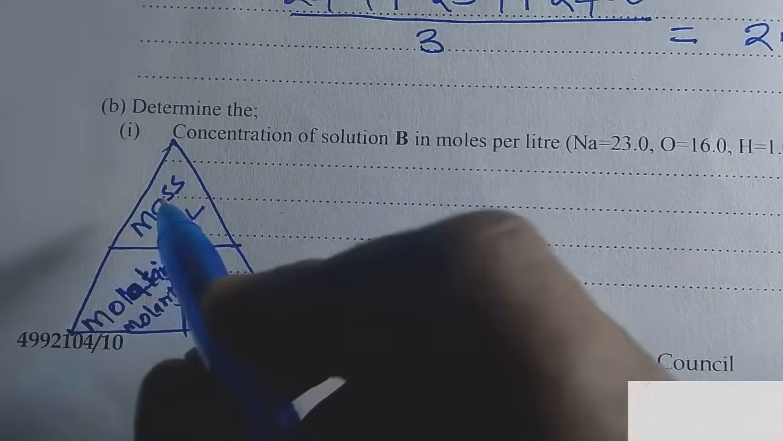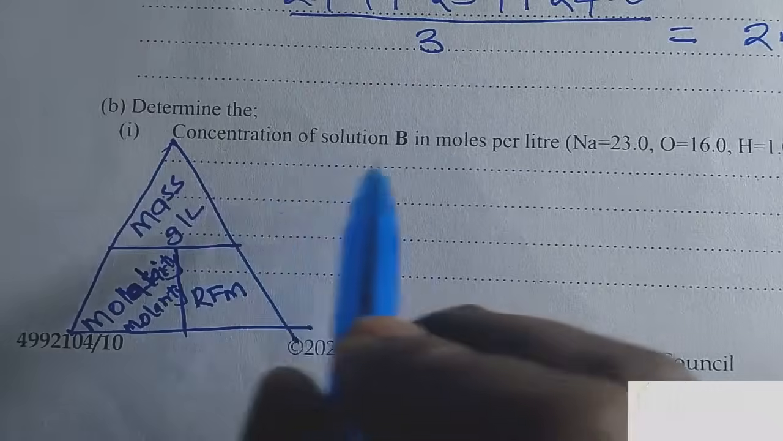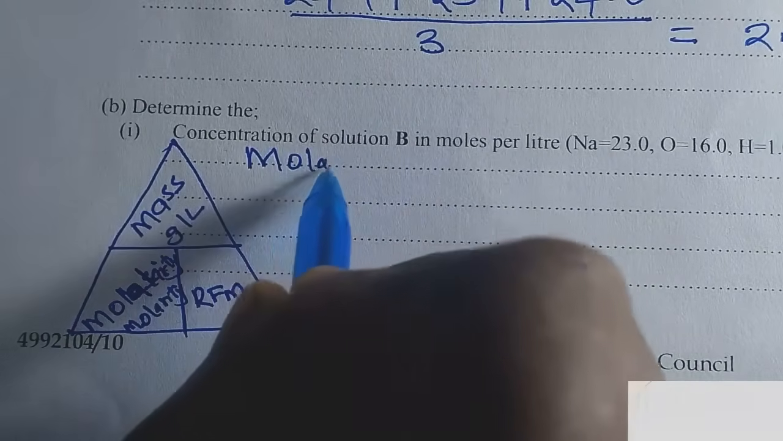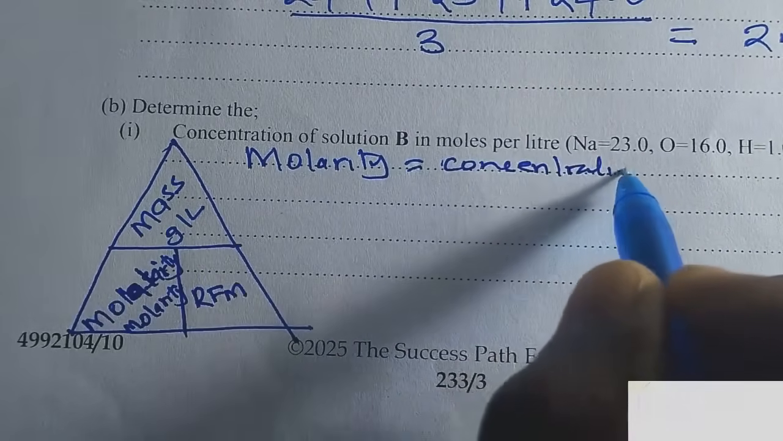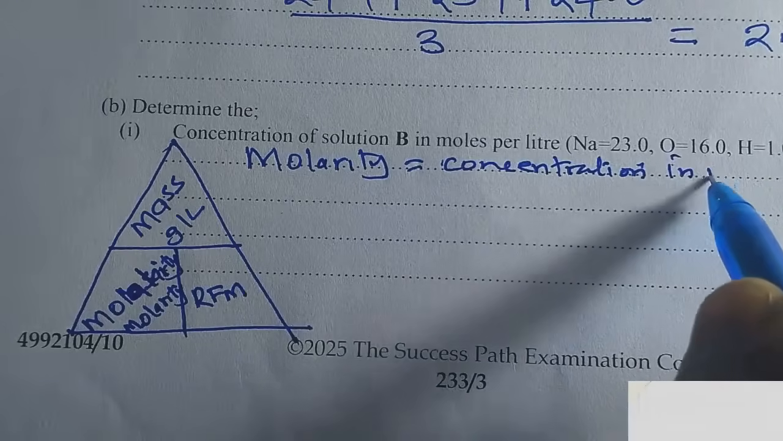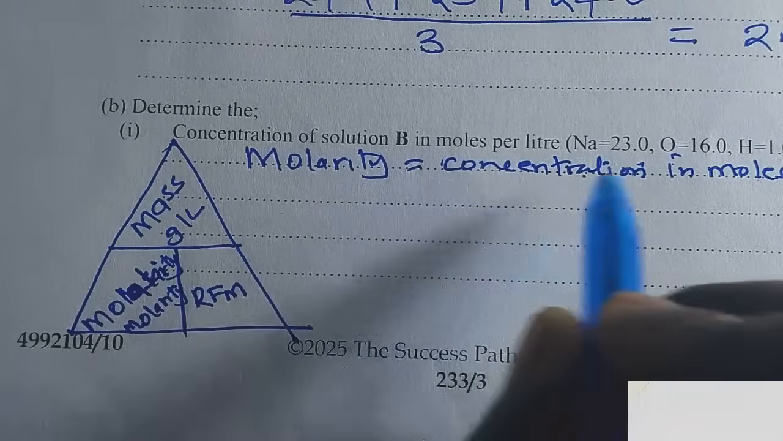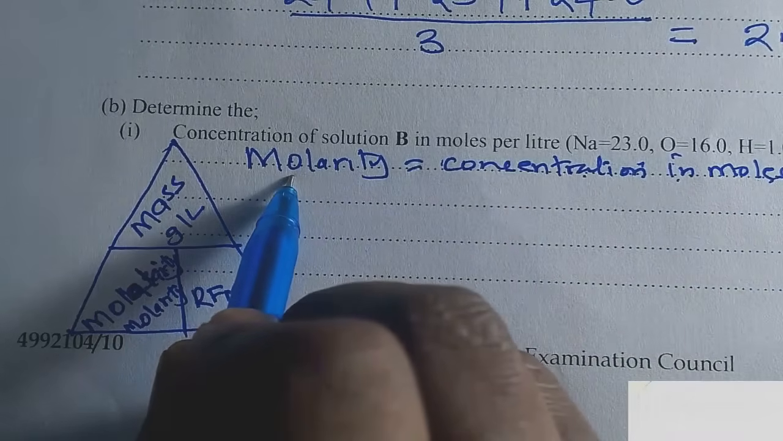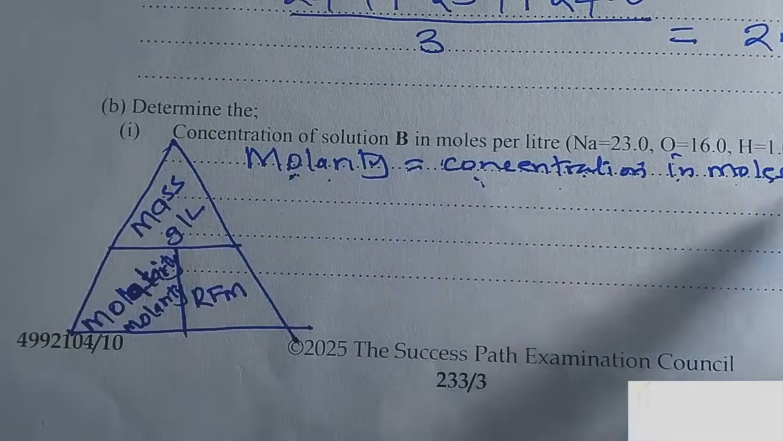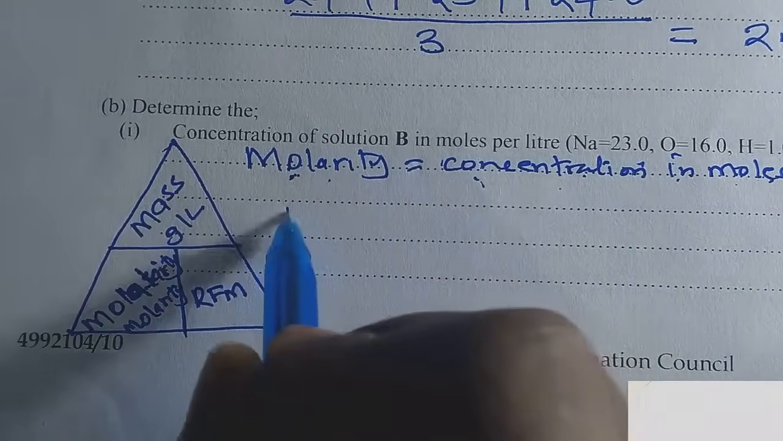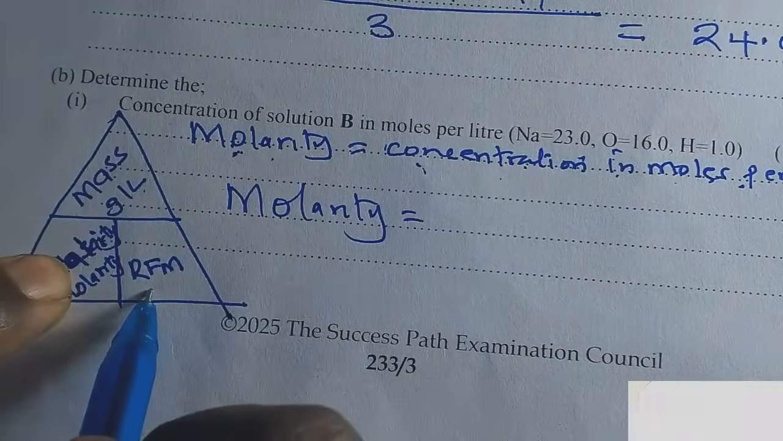So molarity is mass in grams per liter or per dm cube, divided by RFM. If I want the concentration, remember that molarity is exactly the same as concentration in moles per liter. When you are asked to calculate the concentration in moles per liter, they are asking you to calculate molarity, because molarity is the number of moles in a liter. So they are asking you the same thing. Therefore, you write here: molarity is equal to mass in grams per liter over RFM.